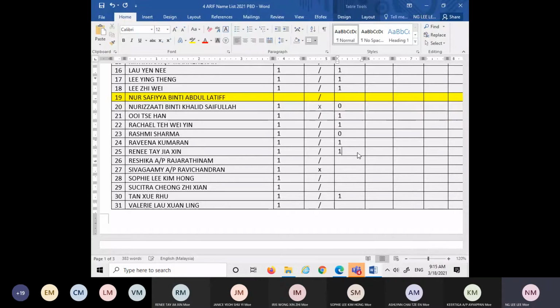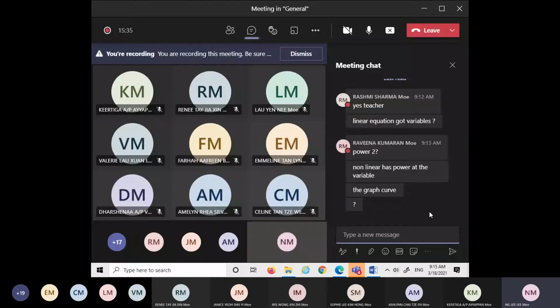Okay, still not very accurate, but never mind. So what you said just now, the linear equations, yes, the variable is only power 1, and you can see in one term the x and the y are not together. Okay, so this we call linear. Then for non-linear, not necessarily power 2.